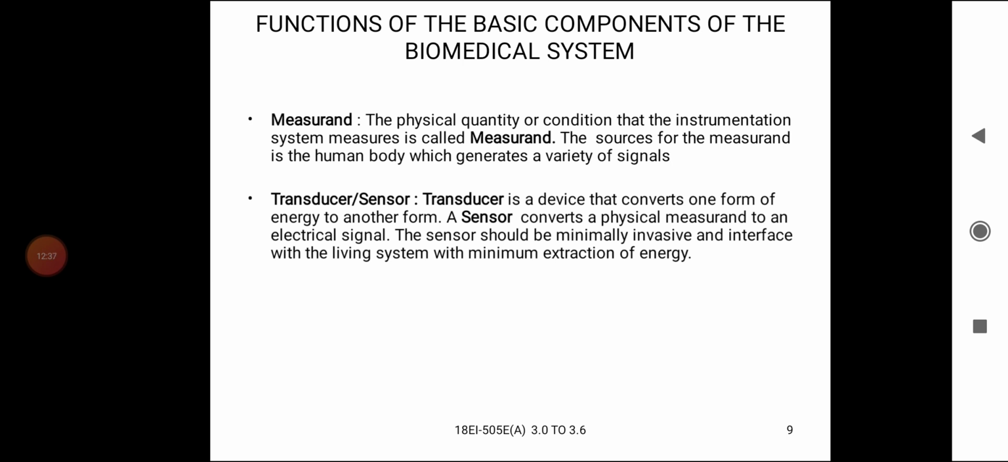Transducer is a device that converts one form of energy into another form. A sensor converts a physical measurand to an electrical signal. The sensor should be minimally invasive and interface with a living system with minimum extraction of energy.